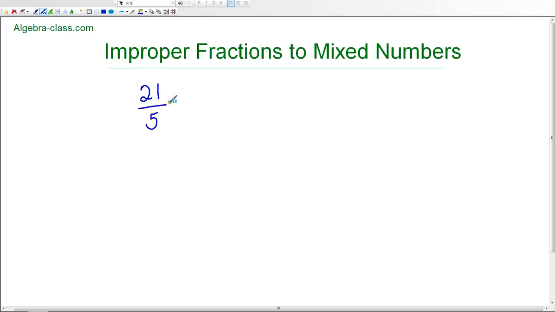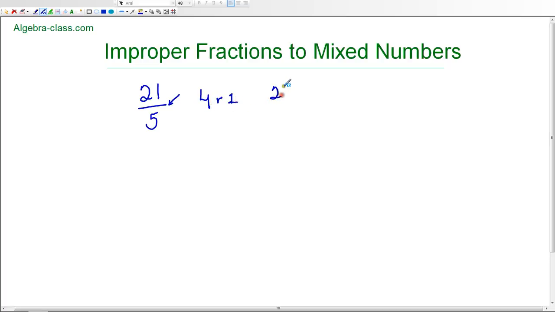Now, this fraction bar is actually also a division symbol. So 21/5 also means 21 divided by 5. And that's exactly what we're going to do when we convert this to a mixed number. We're going to divide. So 21 divided by 5 is 4 with a remainder of 1.